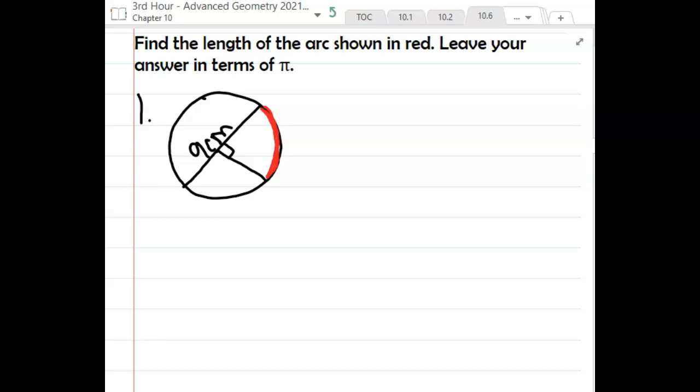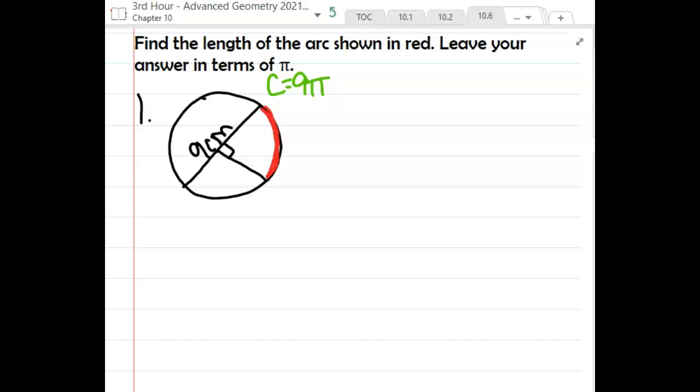Okay, I kind of like to do it in pieces just so it makes more sense. So we're not necessarily memorizing a formula. We don't really need a formula because we can just think through this. I just want to know the circumference of just that part. So let's start by finding the circumference of the entire thing. This is the diameter. So to find the circumference, just take pi times diameter. So this circumference is going to be 9 pi.